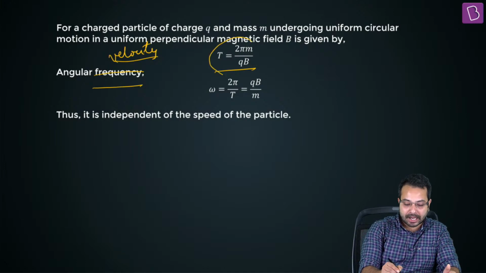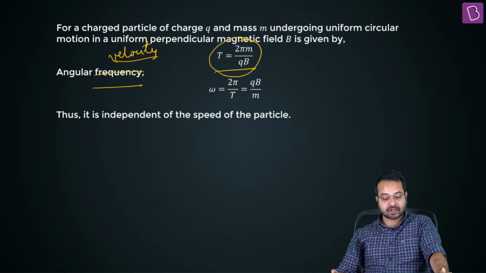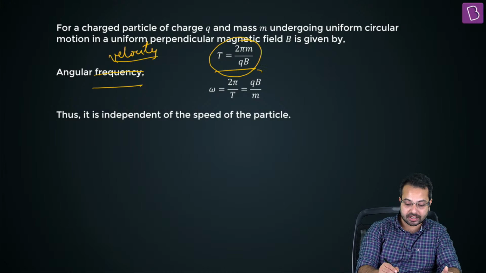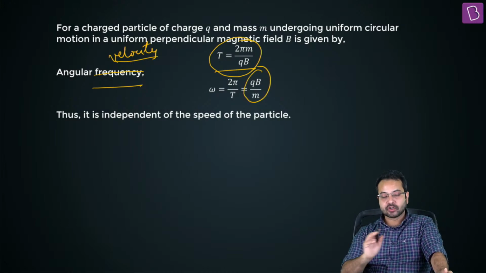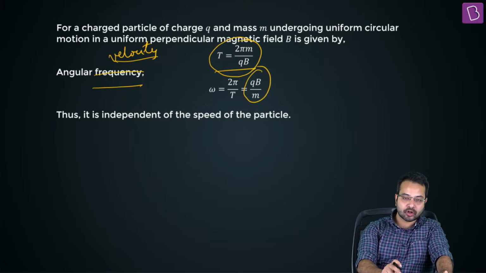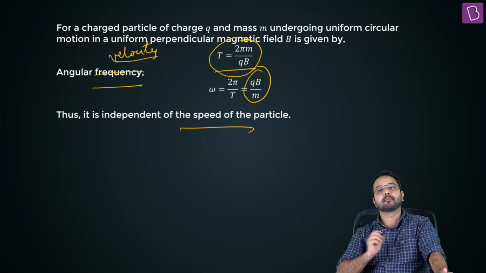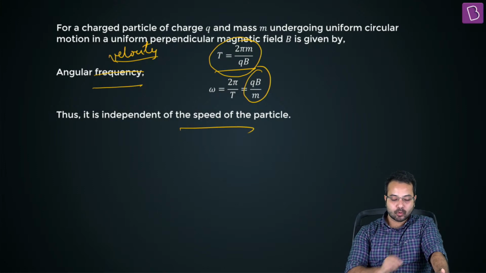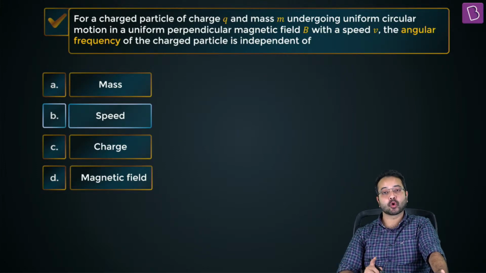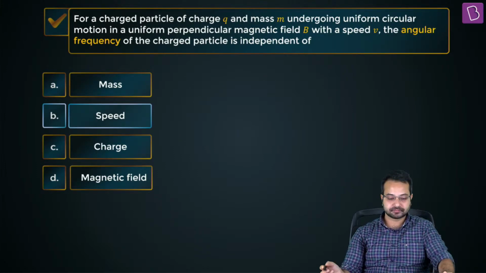So from here, if we manipulate it and figure out the angular velocity, we're going to get QB upon M. So what is it independent of? It is dependent on charge, magnetic field and mass, but does not depend on the speed of the particle. Is that correct? Which means that option B is going to be the right option.